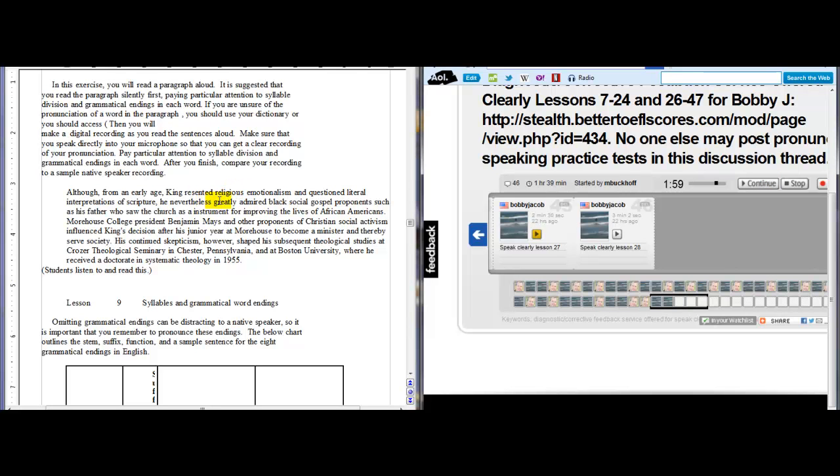This word here, you might want to write this down in your pronunciation journal. Church. Church. You didn't clearly pronounce that sound. Also, this word, religious. Religious.